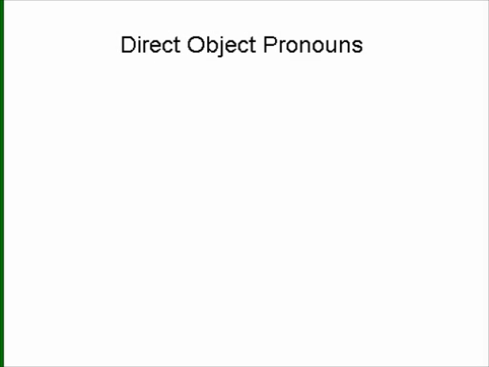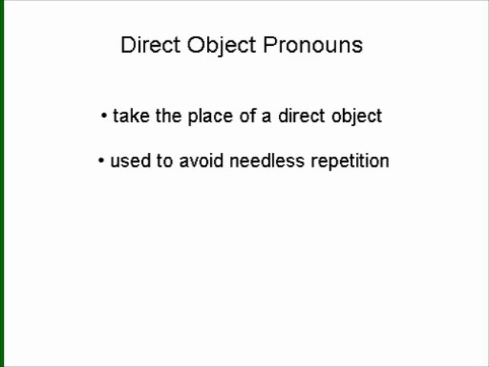Direct object pronouns are used in Spanish to take the place of a direct object. As we get into this, you'll see that there are similar things in English, but the concept is not exactly the same. The main reason to use a direct object pronoun in the place of a direct object is to avoid needless repetition. Direct object pronouns can also help to shorten or simplify a sentence.